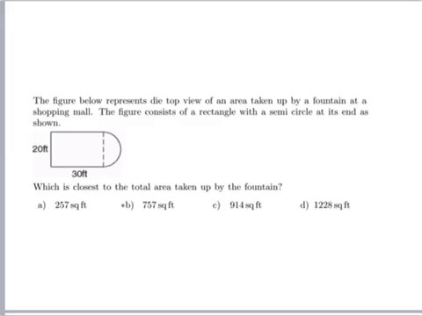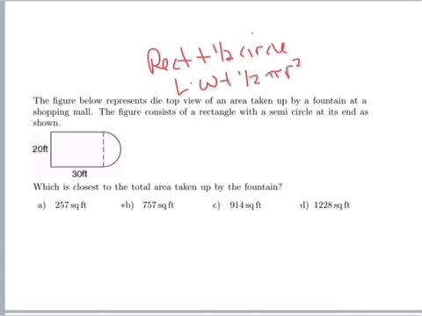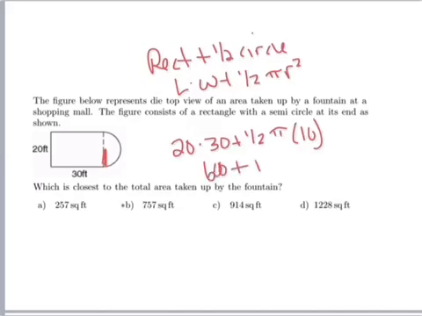So we're looking at a composite shape here where we're going to add a rectangle plus half the circle. So we know that we want length times width plus 1/2 pi r squared. Well, my length and width are 20 and 30. And my radius would be half of the width of the rectangle, which is 10. And now if I do 600 plus, that should end up being 157. That's going to give me 757 for my area.